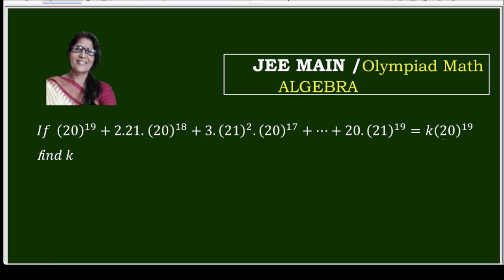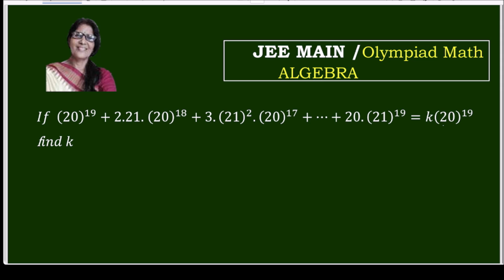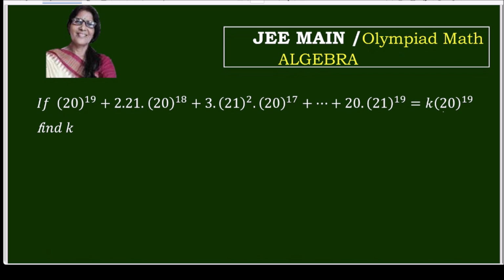I am Pratima. Today I have taken a question from JEE Main. It is based on algebra and some of the series. So the question is, if 20^19 + 2 × 21 × 20^18 + 3 × 21² × 20^17 + so on, up to 20 × 21^19 equals k × 20^19, we have to find the value of k.